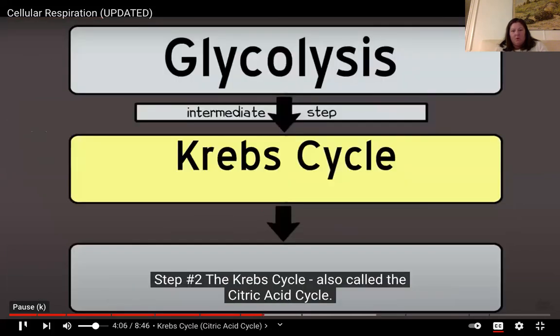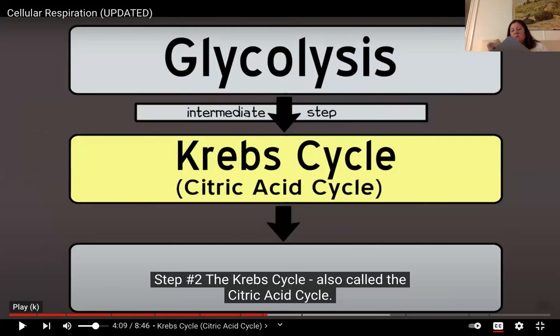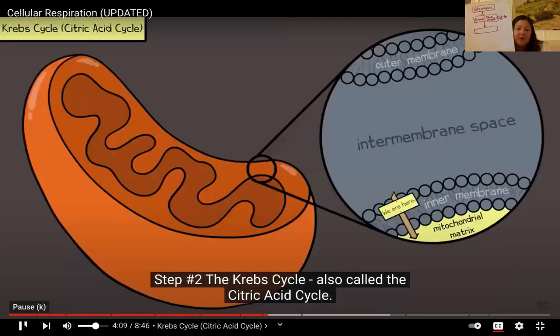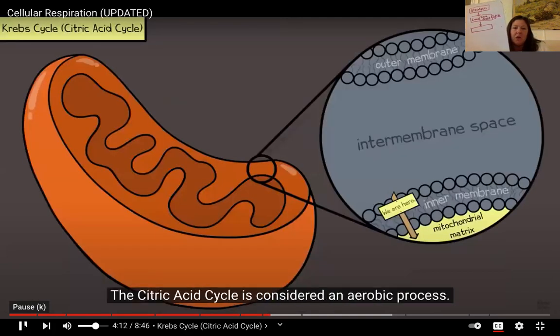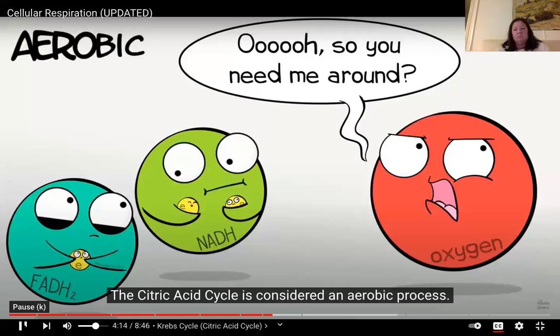Step 2, the Krebs cycle, also called the citric acid cycle. So we're going to write that one here. Krebs, citric acid cycle. Okay, so we have that there. Still in the mitochondrial matrix. The citric acid cycle is considered an aerobic process.